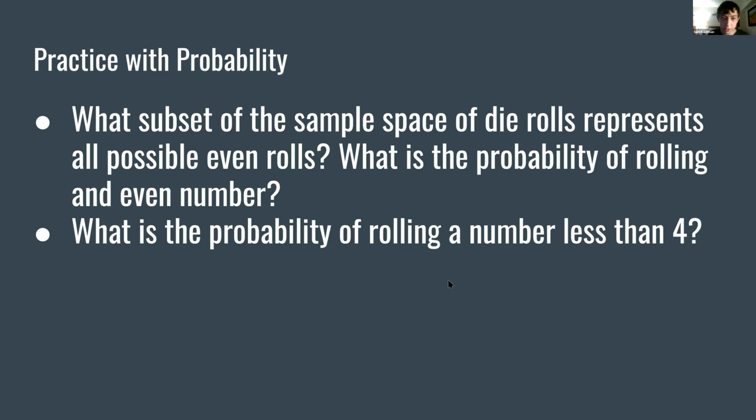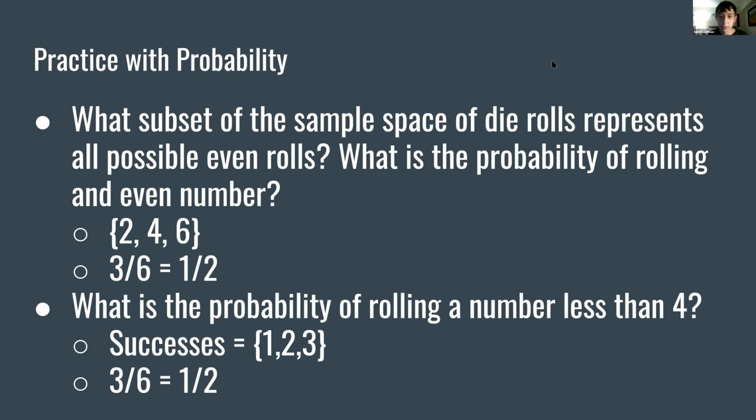How about the second one? What is the probability of rolling a number less than 4 on one die roll? Yep, this one's not too hard. You can have 1, 2, or 3. That has 3 elements, and the sample space has 6 elements, so it's going to be 1/2. Does anyone have any questions about these?